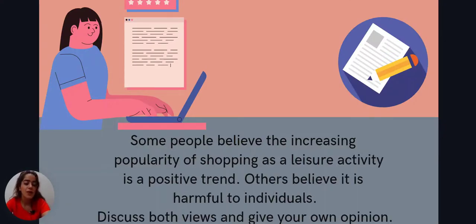Let's see. Okay, we've got the next question here. Some people believe the increasing popularity of shopping as a leisure activity is a positive trend. Others believe it is harmful to individuals. Discuss both views and give your own opinion. There you go with three kinds of activities, failing to do one of which will result in losing a great amount of your score. Meaning that you should write about three things. Okay, so the first one is one group, the second one is the other group, and the third one is your own idea. Okay, if you do not do that, you will be penalized.